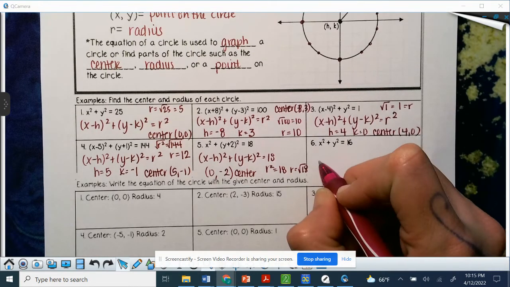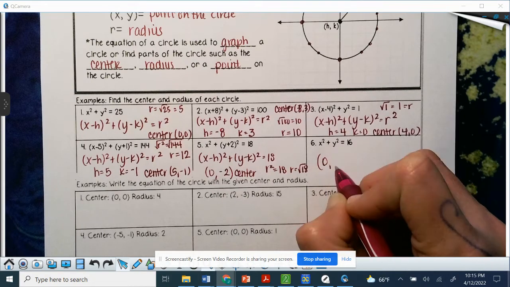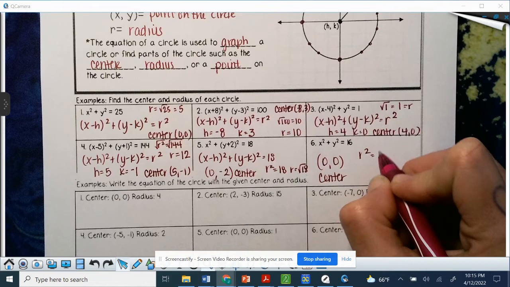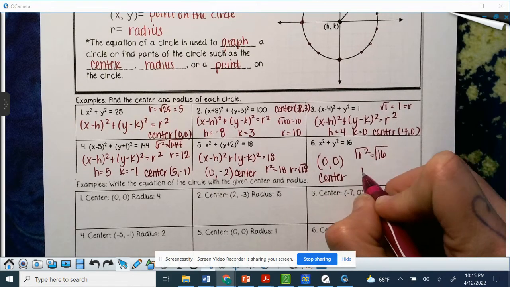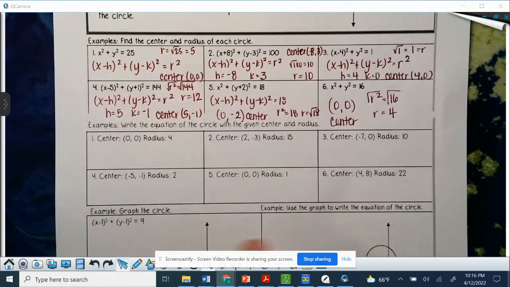So our center here, x minus h, is going to be 0. Y minus k is 0. So that's our center. Radius squared equals 16. So to get radius by itself, it's going to be the square root of 16, which is going to be 4. Now, let's write the equation of the circle with a given center and the radius.